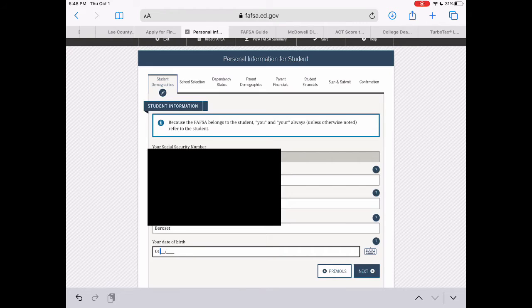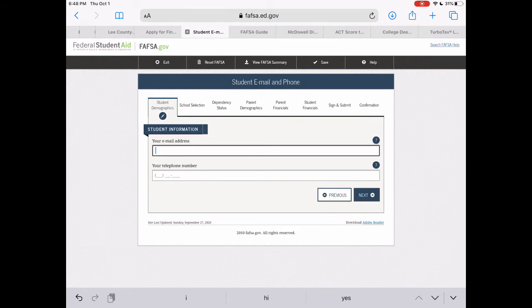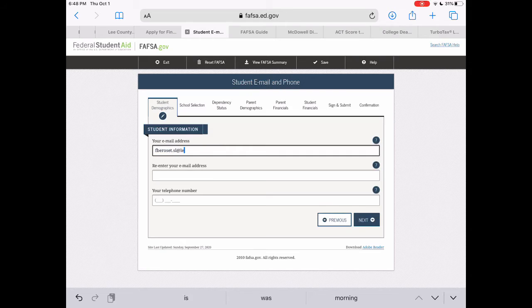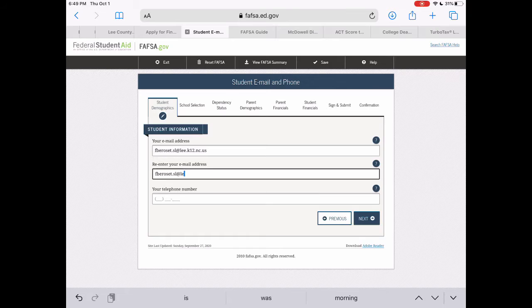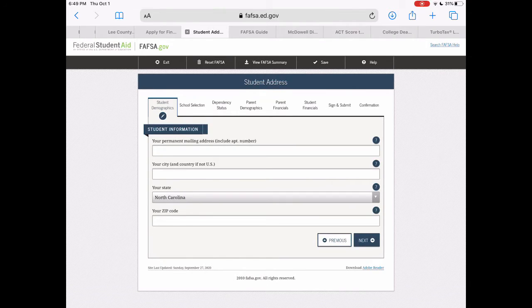I'm going to put born in 2003 because most of you were. And then your email address. Actually, don't put your school email. You always want to put a personal email just so that you can access this after you graduate. You'll lose access to your school email 6 months after graduation. And then I'm going to put my work cell phone number, and then my mailing address.